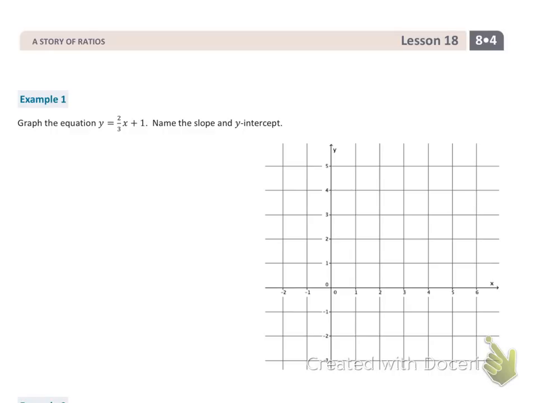Okay, so in example 1, we're going to use what we know about slope as a ratio and the y-intercept to graph these equations. So previously, you would have made an xy table, maybe chosen some values for x, computed the values for y, put them on the graph, and connected the line. And that's fine. There's nothing wrong with that. But when the equation is in this slope-intercept form, and you can find the slope and the y-intercept so quickly, there's a quicker way to graph.